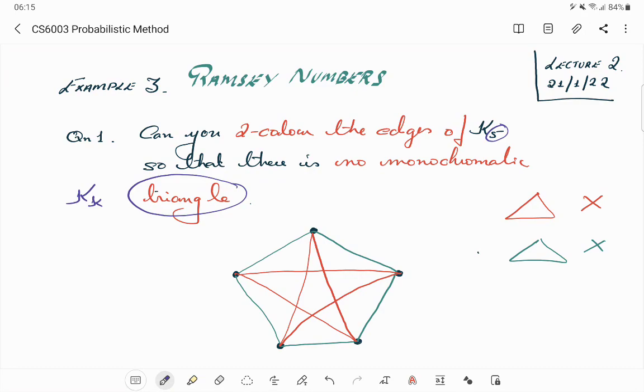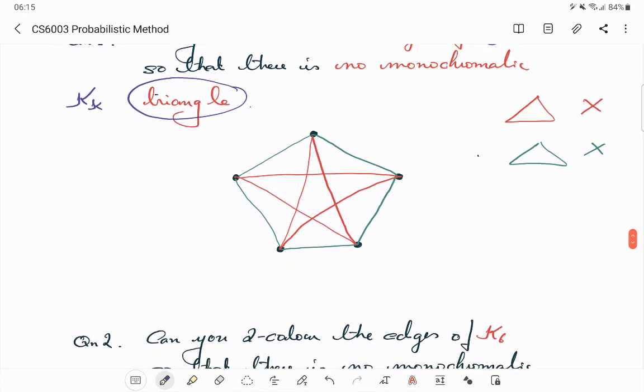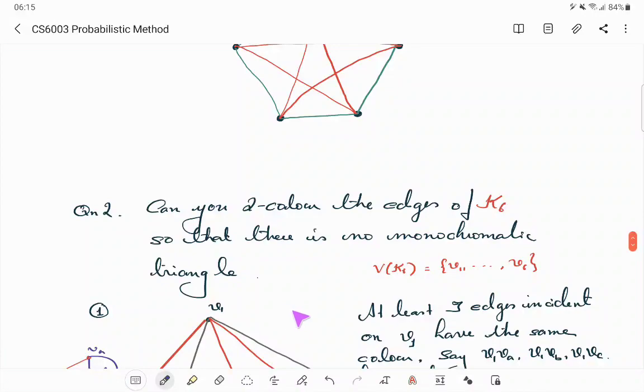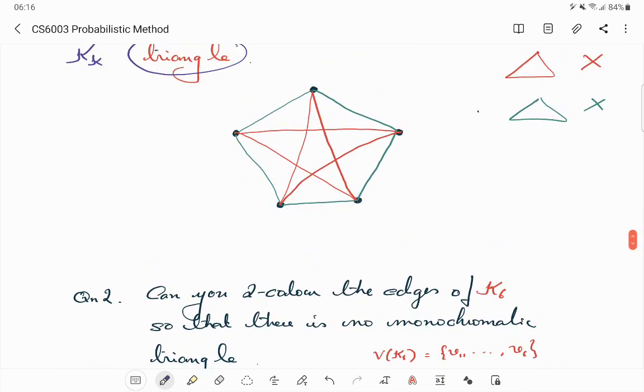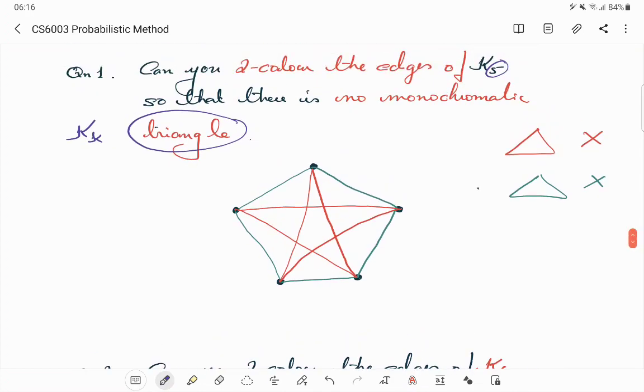Let me give the spoiler alert right away. The method that we use to solve question 2 can indeed be generalized, and we will see that immediately. Whereas this kind of coloring is not that easy to generalize, and that is where the application of the probabilistic method will come in. It will be a way to find a two coloring which does not have monochromatic K_k's, monochromatic complete graphs of the given size. That will come after some 15 minutes.